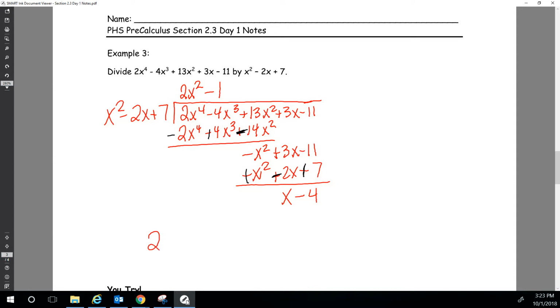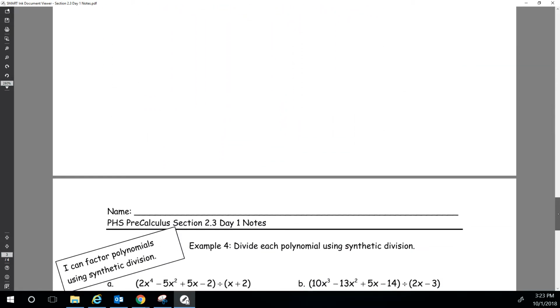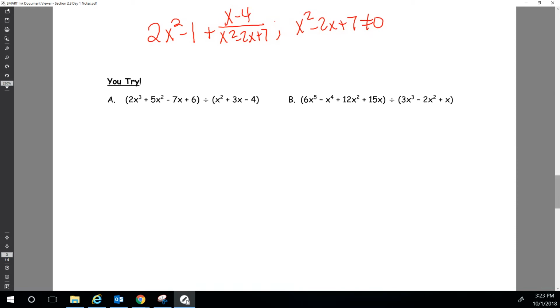So my answer would be 2x squared minus 1 plus, because this is a positive, x minus 4 all over x squared minus 2x plus 7. My only condition here is x squared minus 2x plus 7 can't be 0. Since this isn't factorable, I'm not going to make you put it into the quadratic formula and get too picky on me. All right, you try A and B.